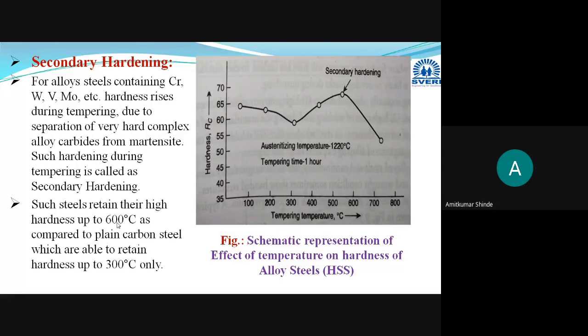In this way, we have completed this heat treatment process. In today's lecture, we have covered retained austenite, the effects of retained austenite, methods for elimination of retained austenite, then the tempering heat treatment process: its purpose, its procedure, its types like low temperature, medium temperature and high temperature tempering, and the effect of tempering temperature on the properties of the steel component. And at last, we discussed the concept of secondary hardening, which occurs in certain types of alloy steels.